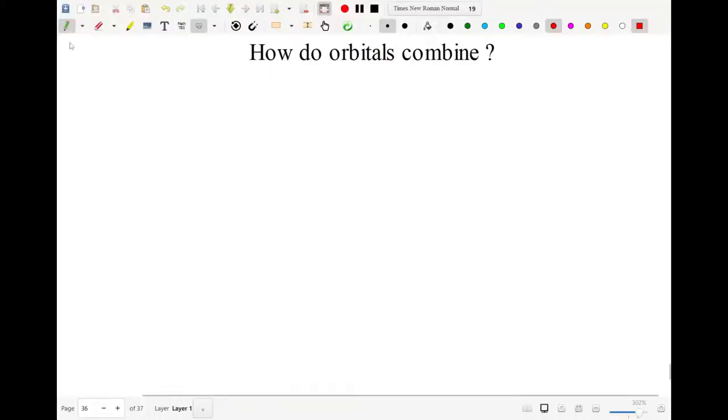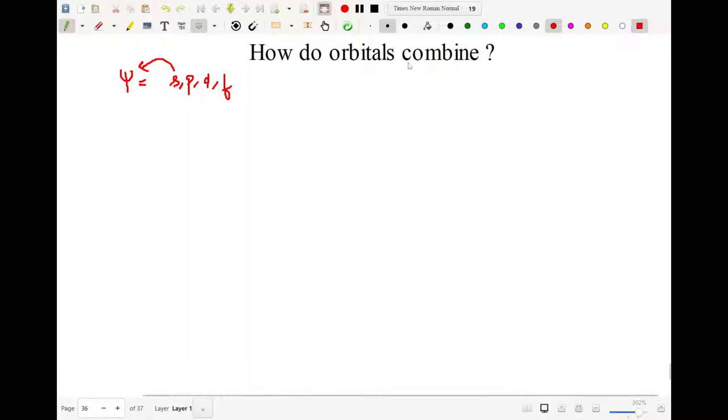So the most important question is, how are orbitals combining, okay? To understand this question, first let's understand what orbitals are. Orbitals, according to quantum mechanics, are nothing but wave functions, which means they can be considered as waves. No matter whether it is an s, p, d or f orbital, each is going to have a certain wave function associated with it. Since they are wave functions, they will behave like waves, and because waves can be added and subtracted, they can also be added and subtracted.